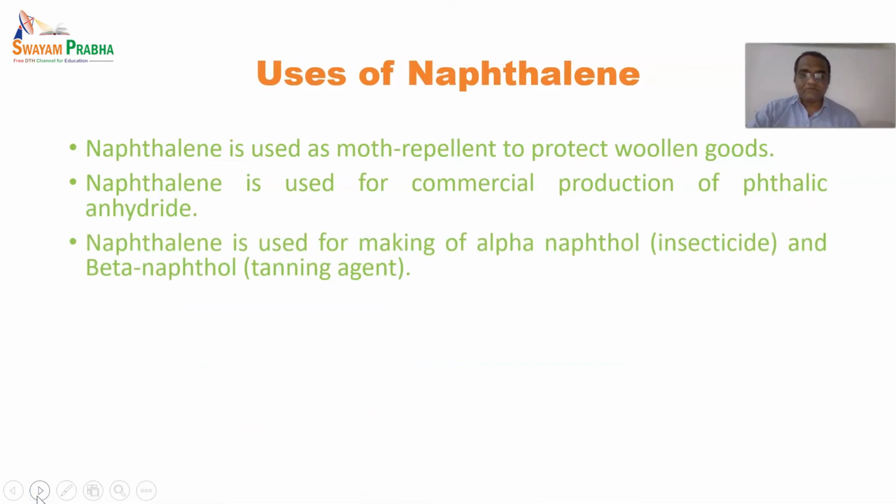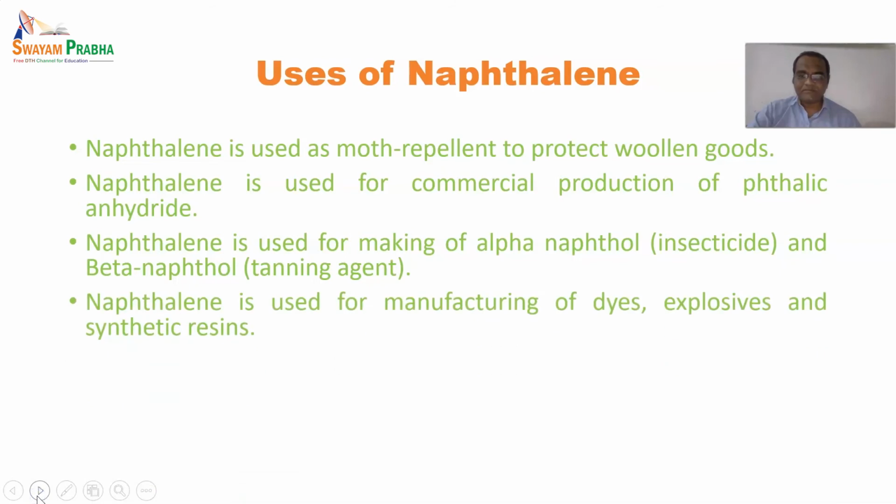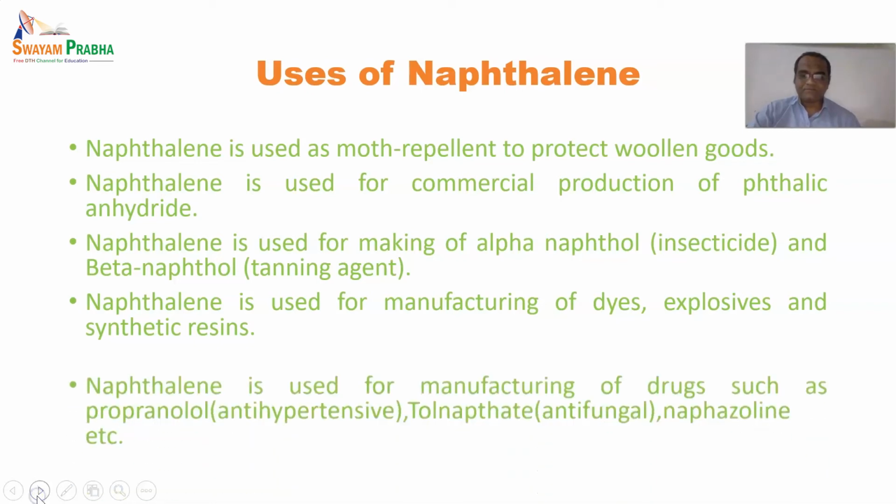Naphthalene is used for making alpha naphthol, which is an insecticide, and beta naphthol, which is a tanning agent. Naphthalene is used for manufacturing of dyes, explosives, and synthetic resins. So dyes are one of the important uses of naphthalene. Some of the naphthalene derivatives are dyes.